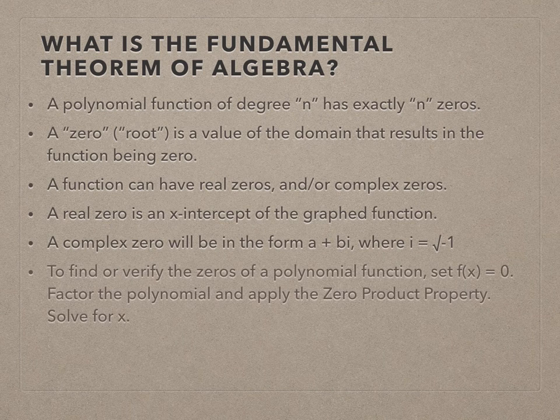To find or verify the zeros of a polynomial function, we will set f of x equal to 0. We'll factor the polynomial and then apply the zero product property and then solve for x.